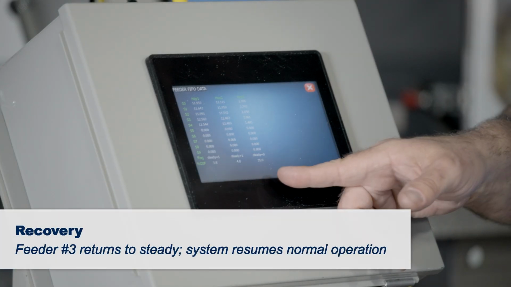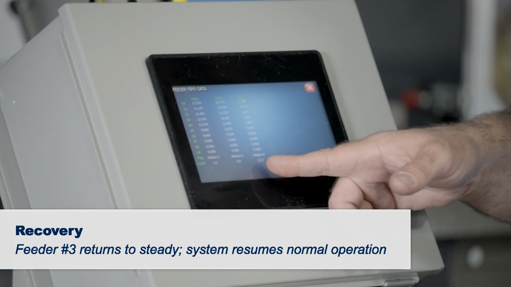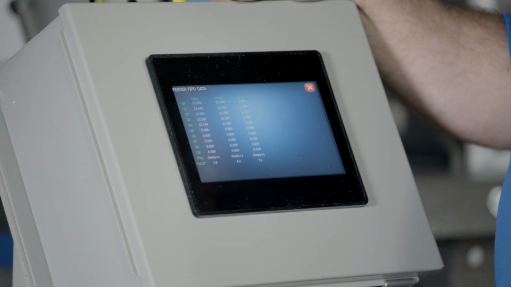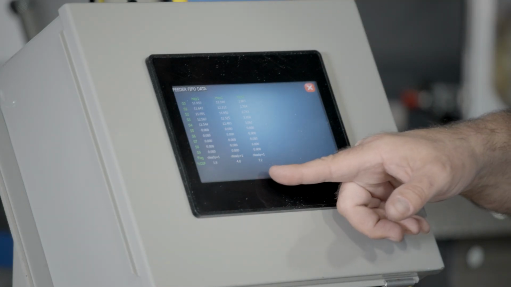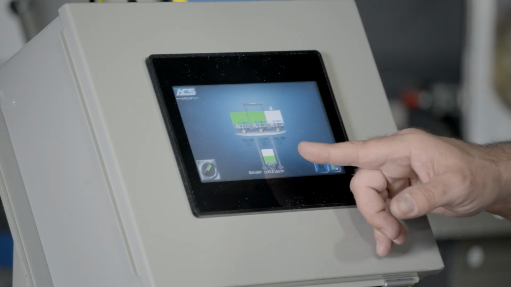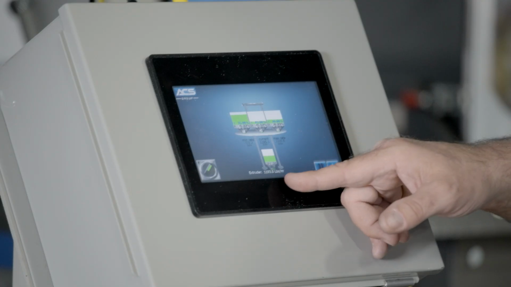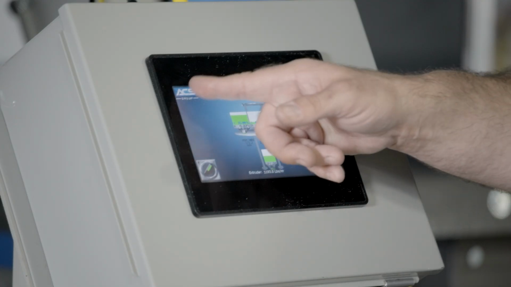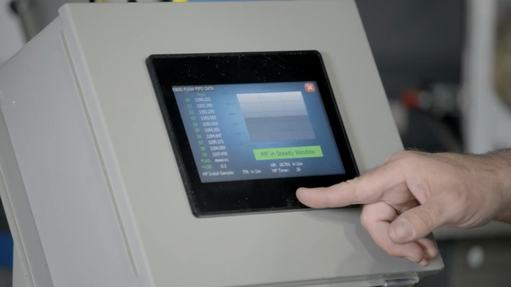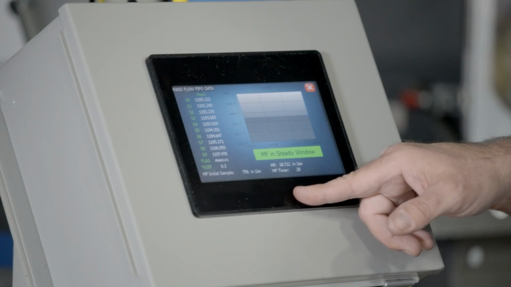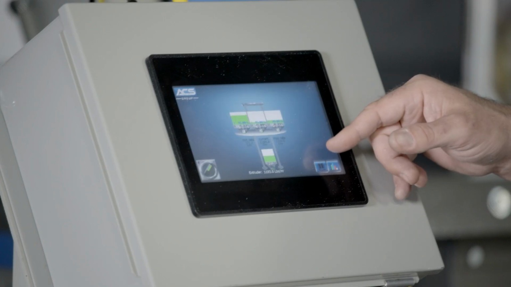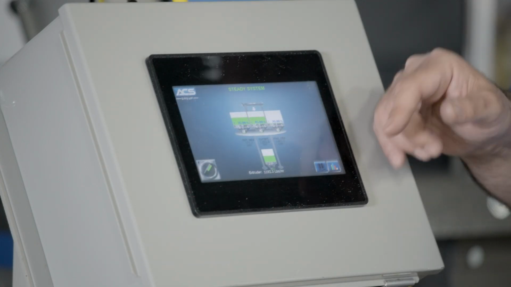So you can see now the bad samples are dropping out. We're down to 31% deviation. And we're back to 7.2%, and that feeder's back to steady. So if we go back to the main screen, we'll see all our feeders are in steady. The mass flow's in steady. We just have to wait for the steady flag from the mass flow for a steady system. And now we're back to steady system.